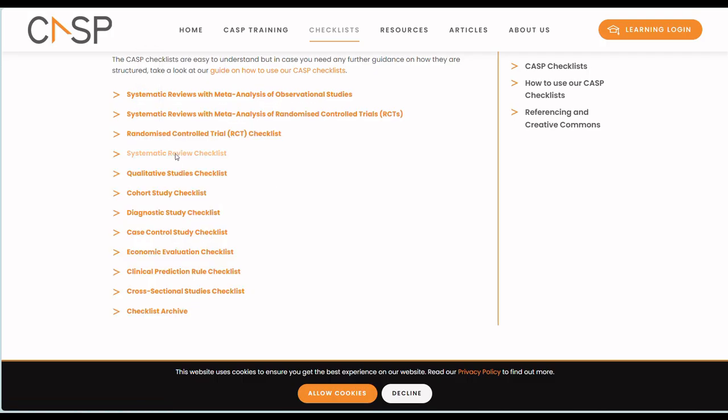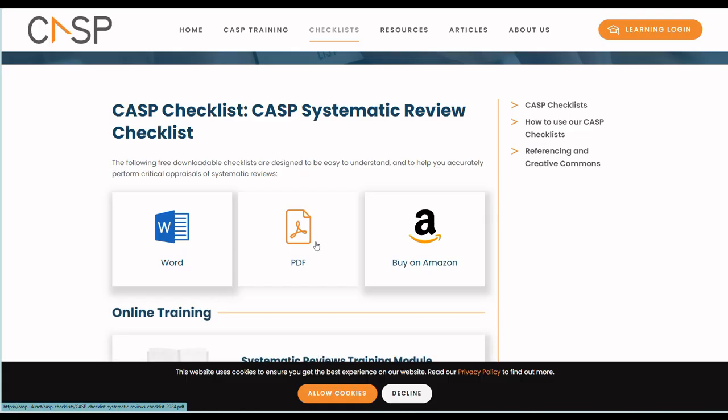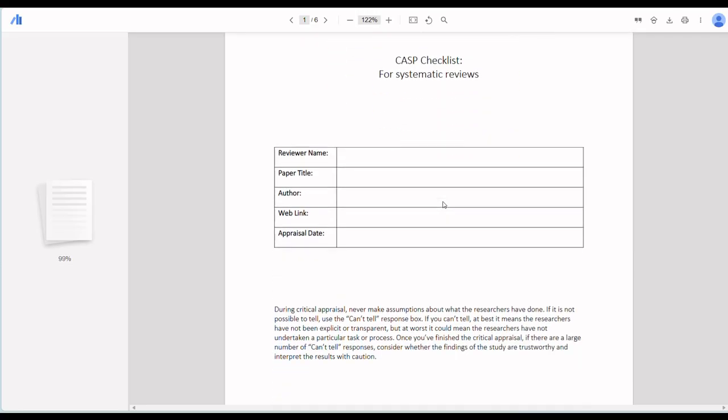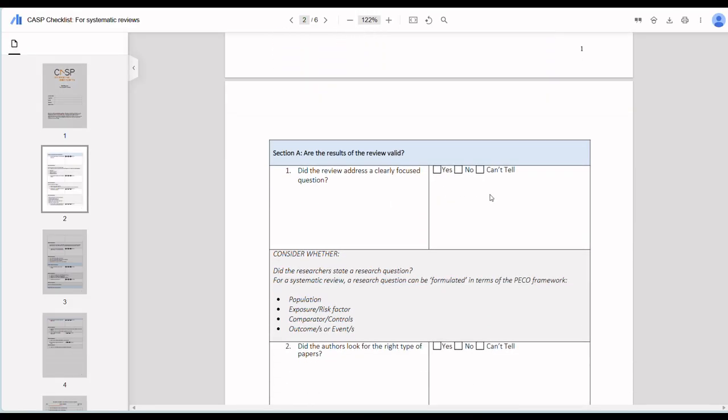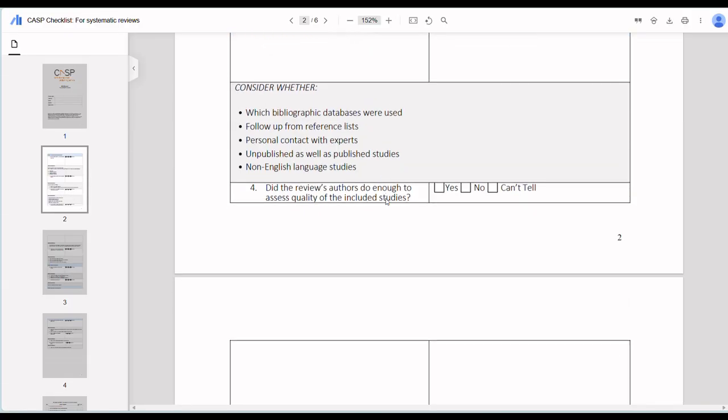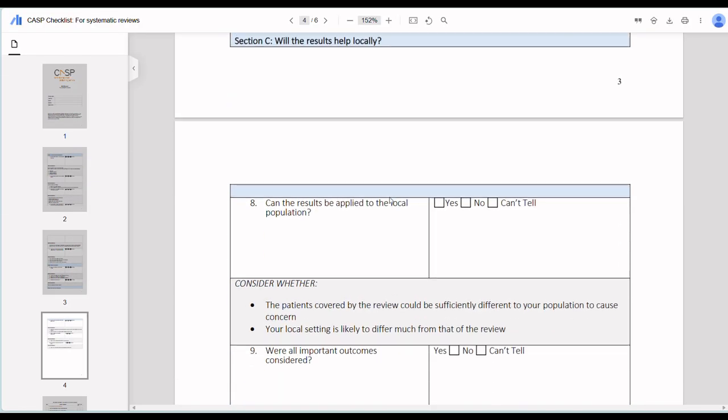So just click on any of your choice and scroll down. Once you click on it, you will see those tools. If you want it in Word, click on Word. If you want it in PDF, click on PDF. It's going to show. So now when it's displayed, you can begin to answer those questions one after the other. Are the results of the review valid? That's section A. Did the review address, okay, it has opened another tab for me. Did the review address a clearly focused question? Then you move further down, just keep answering the questions based on what you can find in the study.